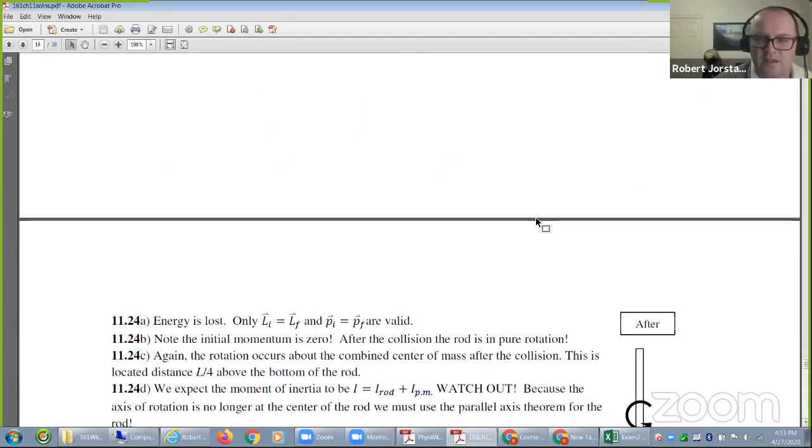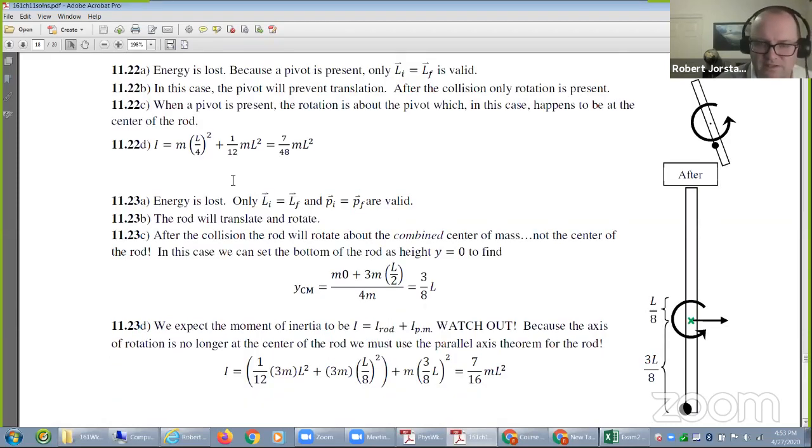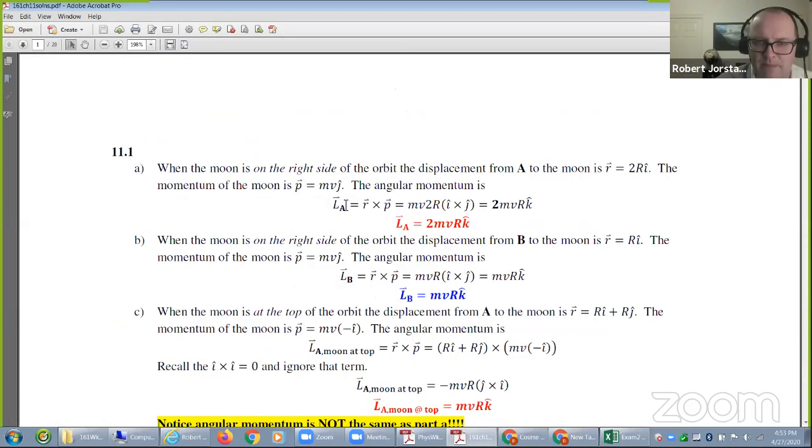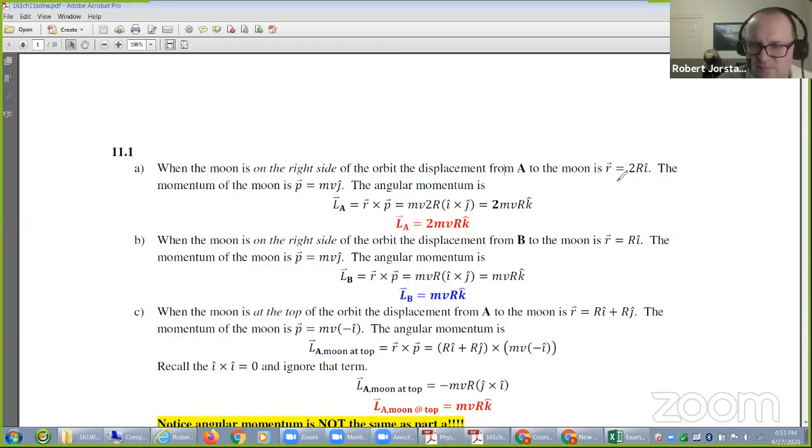All right. So hopefully this makes sense to you. Let's not overthink it. I'm getting the angular momentum about point A. And make sure this makes sense here. So from point A, the displacement from A to the moon was 2r, twice the radius, to the right. The momentum of the moon was upwards. So in this case, j hat. Don't overthink it. Stick it in there and you get this number. Got it?